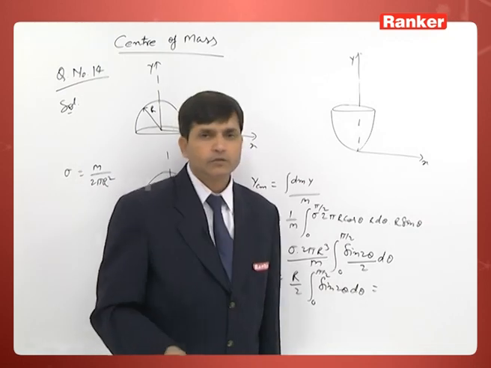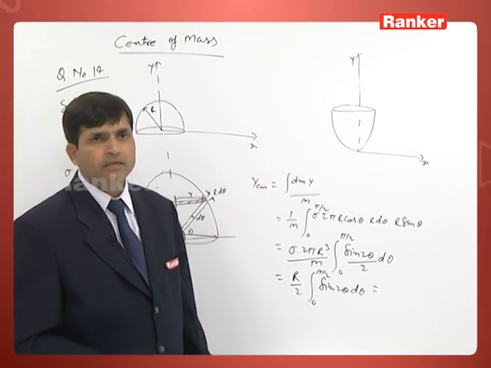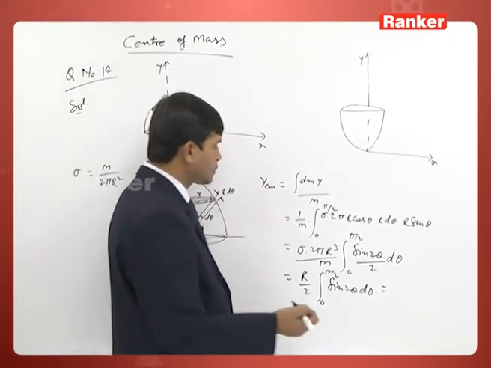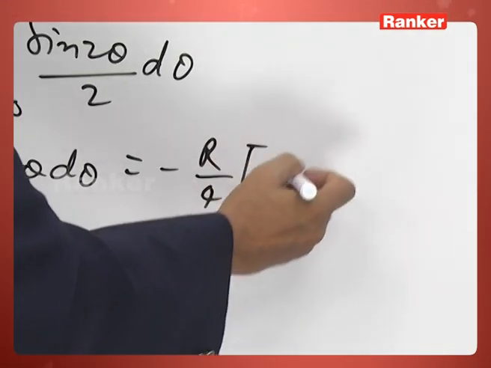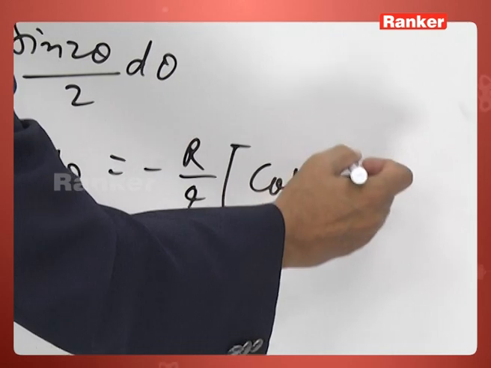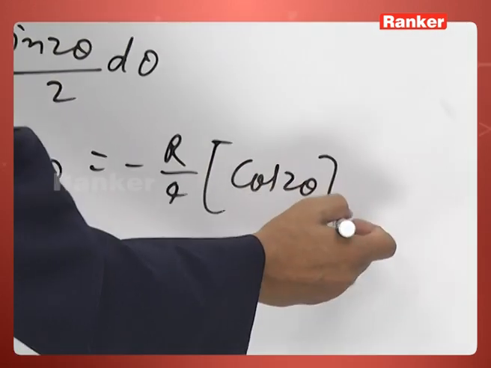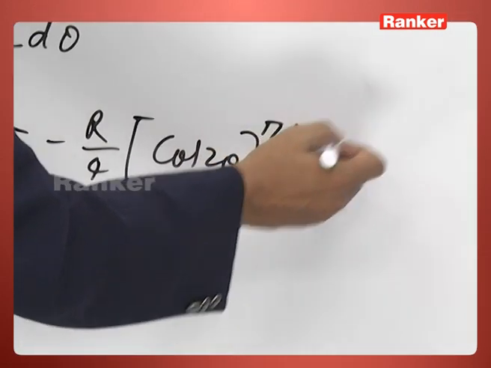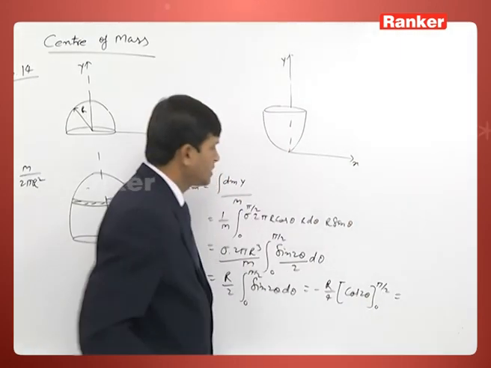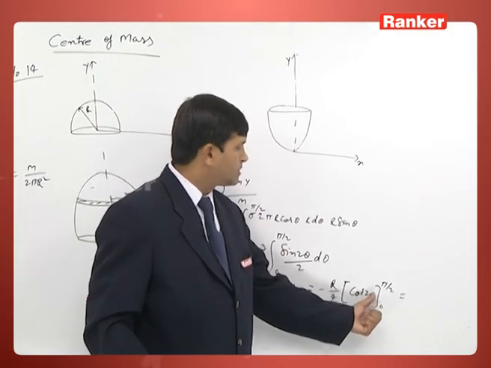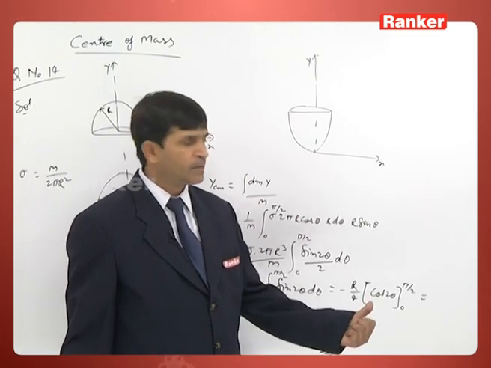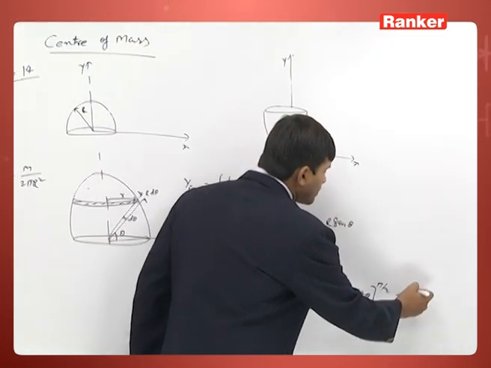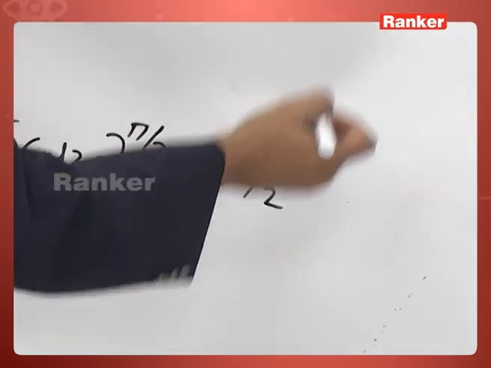Now, sin 2 theta integration is minus cos 2 theta by 2, so minus r by 4 cos 2 theta, and the limit is 0 to pi by 2. So cos pi is minus 1, cos 0 is 1, so minus minus becomes minus 2. So this becomes your r by 2.